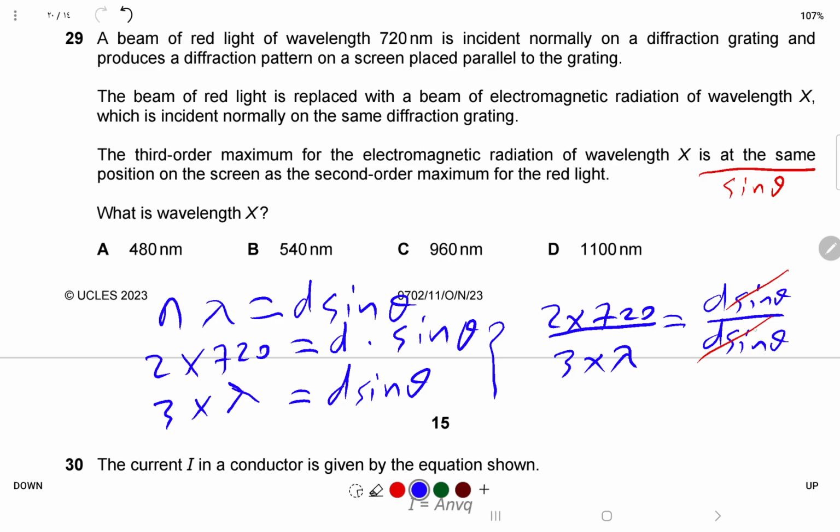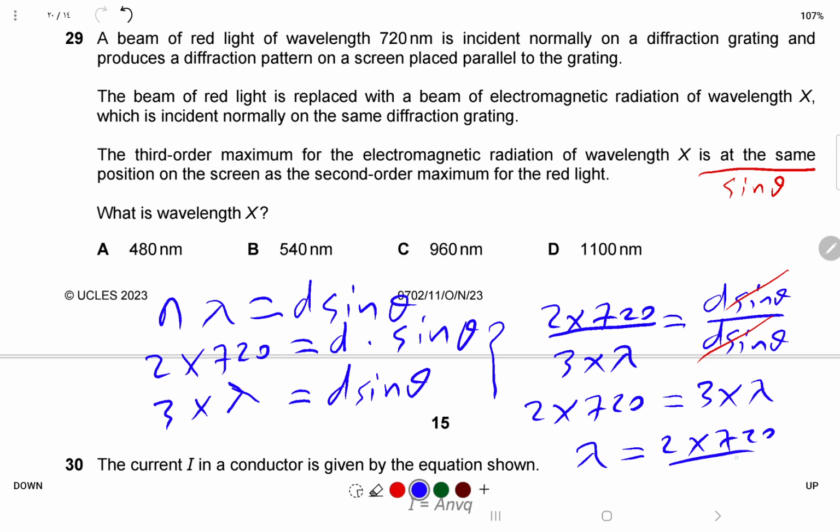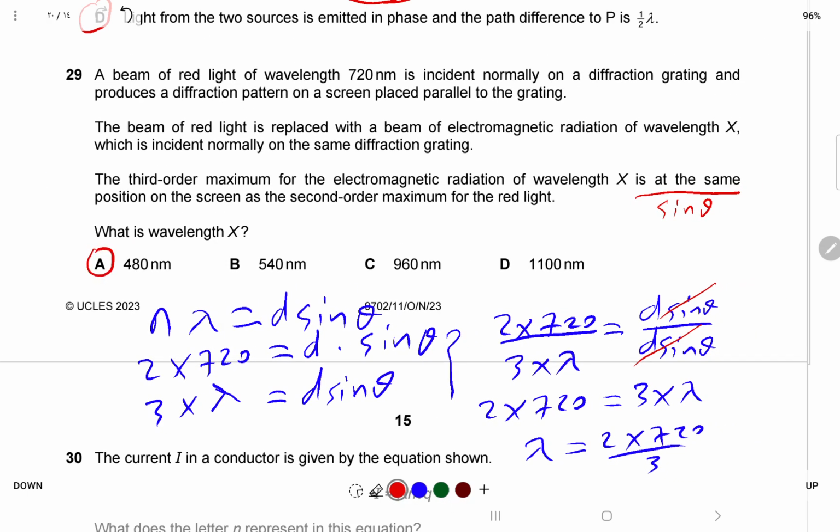You get 1 here on the right, so if you cross multiply and rearrange, you get 2 times 720 equal 3 times lambda, and this means lambda will be 2 times 720 divided by 3. 2 over 3 times 720, and this is option A. Option A is the correct answer.